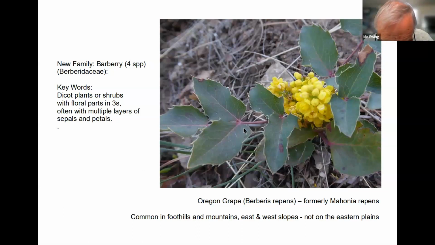And you can see actually the leaves here, the veins come out of the mid vein, like little trees, but the floral parts are in threes, and it has multiple layers of sepals and petals. So that's one of the ones that you see. This is a pretty common plant in Colorado.